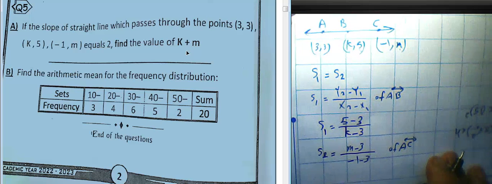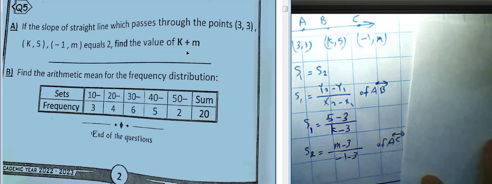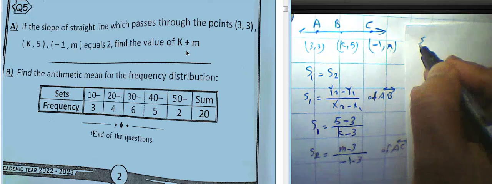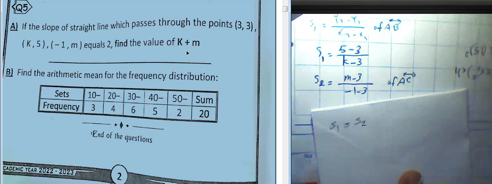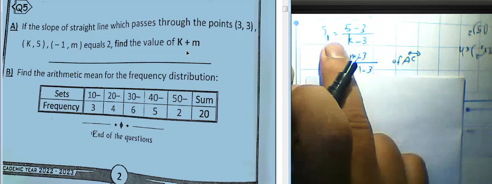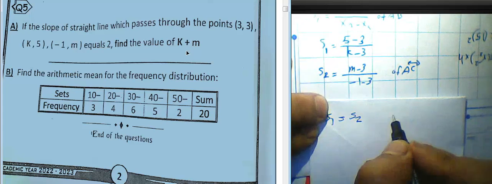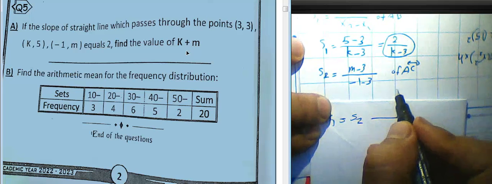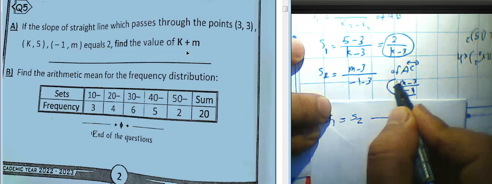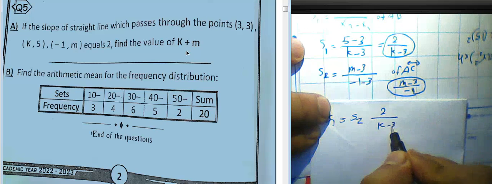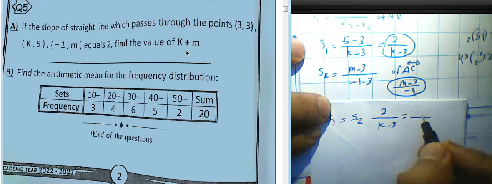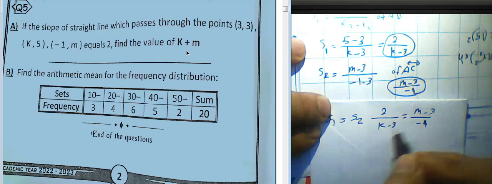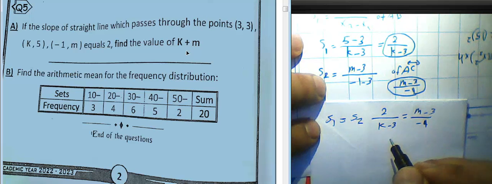Then we equate the two slopes. Slope 1 will be equal to slope 2. 5 minus 3 equals 2, so 2 over k minus 3 is slope 1, and slope 2 is m minus 3 over -4. So we can write 2 over k minus 3 equals m minus 3 over -4. Then we can find k plus m, which is what he asked about. We want to find them.